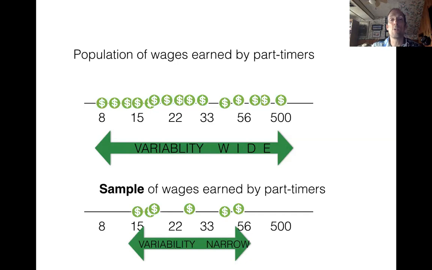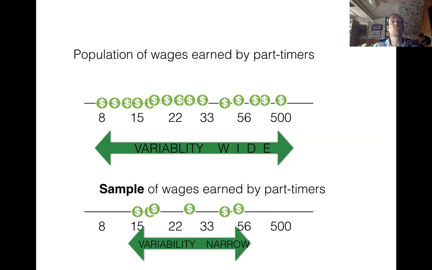When we take a sample from that population, something really different happens. We're only going from, it looks like, a low of $15 an hour up to $56 an hour. And the sample is pretty small. There are only about 6 people in the sample. So it's almost as if the sample is always going to turn out, by definition, smaller than the population. And what that means is that you're going to end up with a much narrower variability from the sample, because you don't have as many people in the sample as you do in the population.